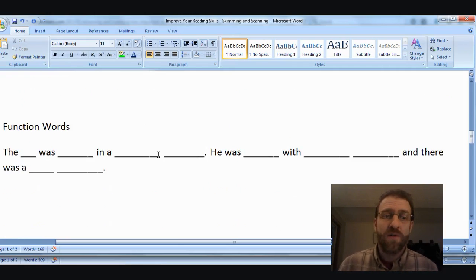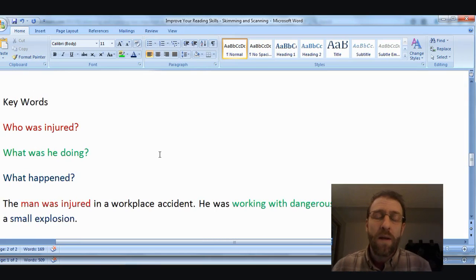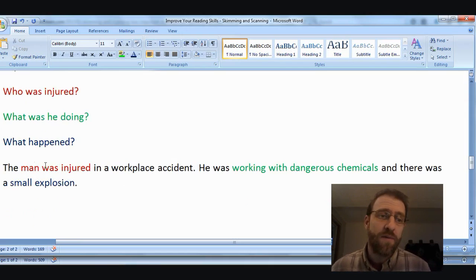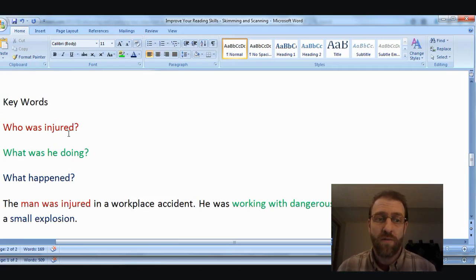Now, if we talk about scanning for a moment now, what we need to think about for scanning is the keywords. Okay, so I have the same sentence here again, but this time I have a few questions. Who was injured? Red. Man was injured. What was he doing? Working with dangerous chemicals. What happened? Small explosion. So you can see that the questions will lead us to the information we need to find. Who was injured? Well, we'll be looking for a person and perhaps the word injured. And here it is in the sentence, and right away we see it was the man.